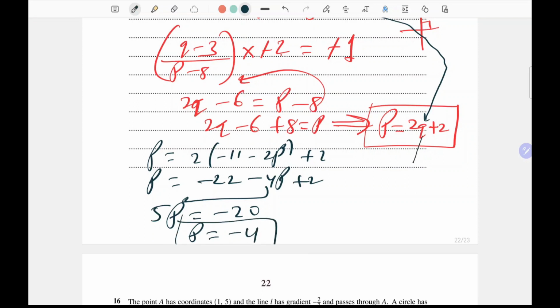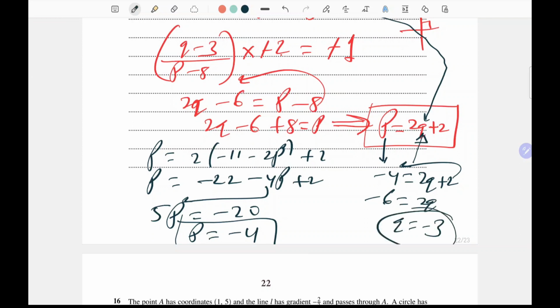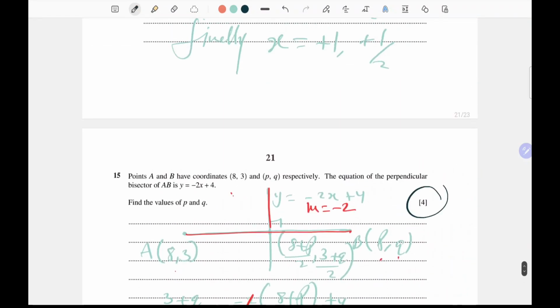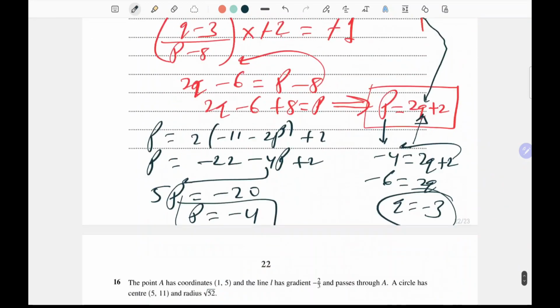If p is minus 4, put over here to get q. Okay, so p is minus 4. This is 2q plus 2. 2 you have to take left side, so that is minus 6. So guys, q is minus 3. So I got p minus 4 and q minus 3, right? So it was 4 marks. Okay, that's fine. Simple question.